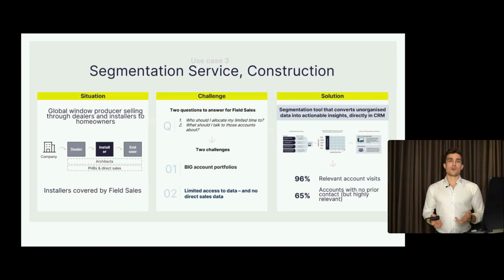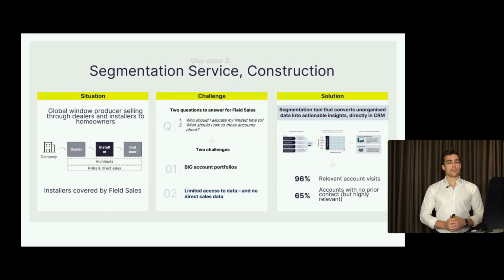The outcome of this is, of course, difficult to measure. Again, we don't have the direct sales data, but what we can say is that in one of the first markets this was run, 96% of the accounts that were spit out by the model were deemed relevant by the sales reps. And even more astounding, 65% of the accounts the first year had not been visited before, but they were relevant. So again, it confirmed the suspicion that there were a lot of accounts in the market that were relevant for us to talk to, but that we simply didn't know existed or didn't talk to because we couldn't have that overview with all this data here.